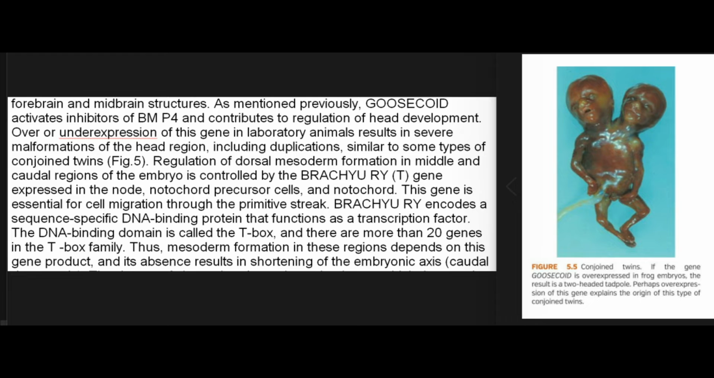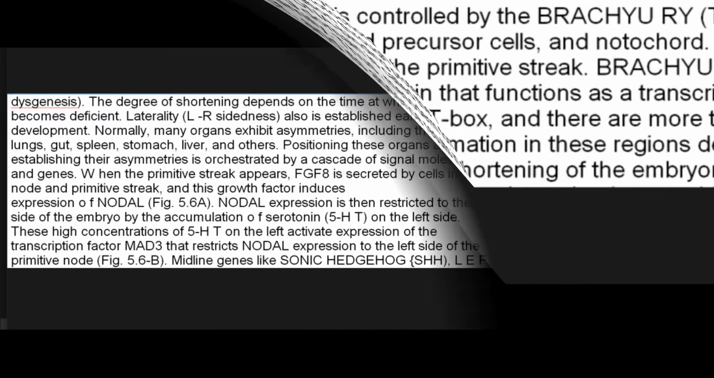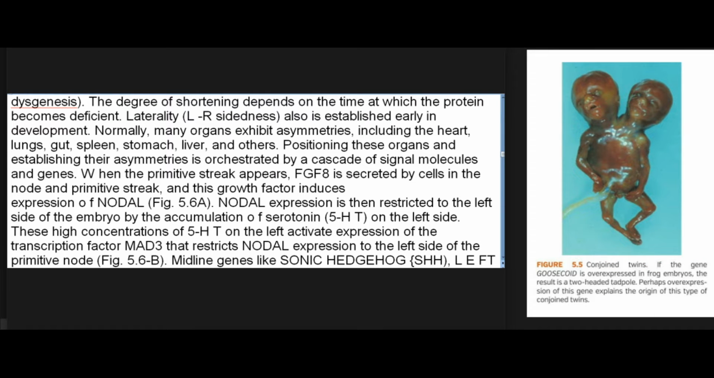Regulation of dorsal mesoderm formation in middle and caudal regions of the embryo is controlled by the Brachyury (T) gene expressed in the node, notochord precursor cells, and notochord. This gene is essential for cell migration through the primitive streak. Brachyury encodes a sequence-specific DNA binding protein that functions as a transcription factor. The DNA binding domain is called the T-box, and there are more than 20 genes in the T-box family. Thus, mesoderm formation in these regions depends on this gene product, and its absence results in shortening of the embryonic axis, caudal dysgenesis. The degree of shortening depends on the time at which the protein becomes deficient.